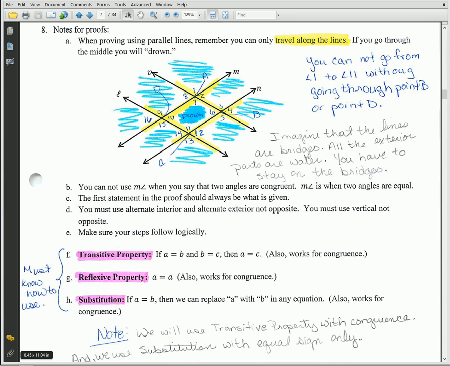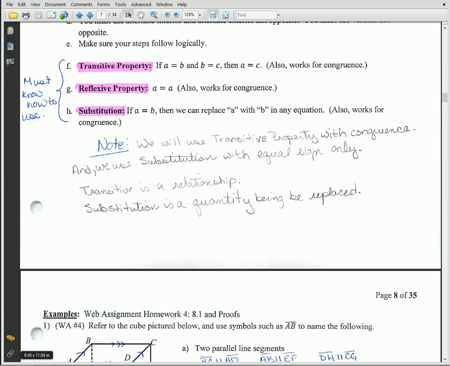You will be marked off for this. The first statement in every proof should be your given. And I've already talked about not doing opposite things. Properties. You need to know 3 properties that we'll have for the proofs.